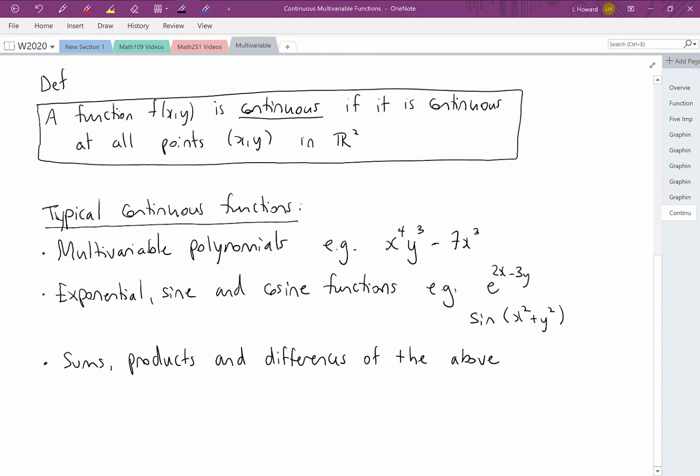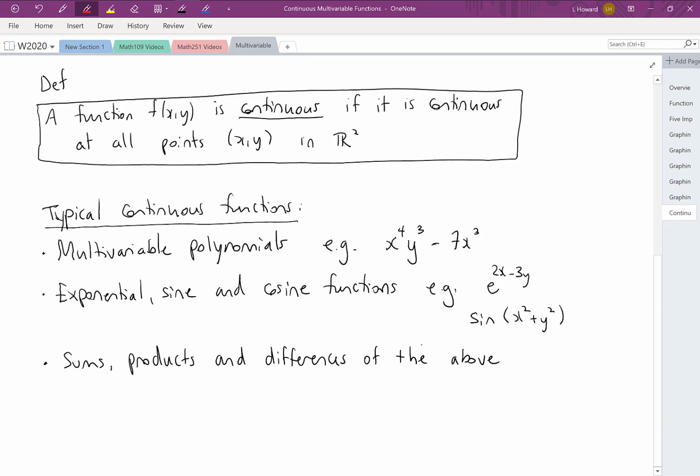Multivariable polynomials. So anything where the terms involve both x and y. So you could have something like powers of x multiplied by powers of y in each term. So x to the fourth y cubed minus 7x cubed is an example of a multivariable polynomial. We're talking about positive integer exponents on those variables, just to make it a polynomial.